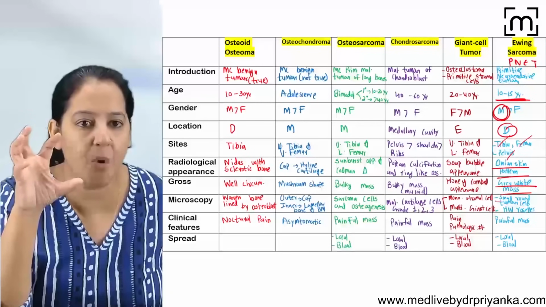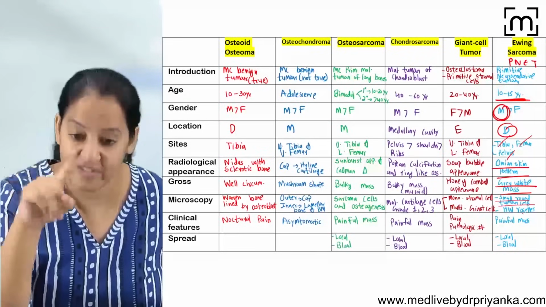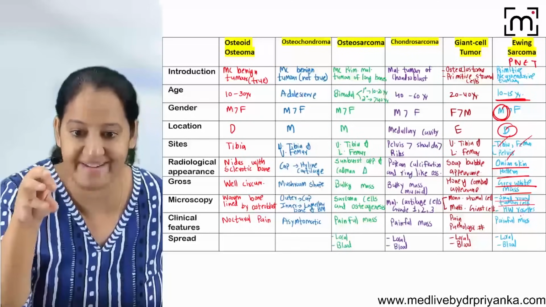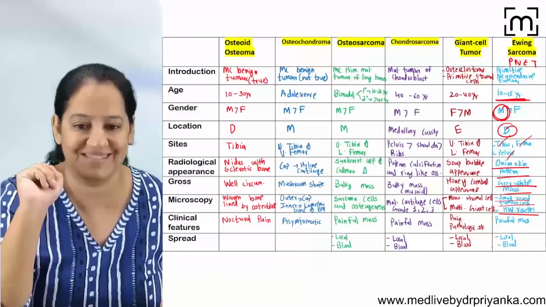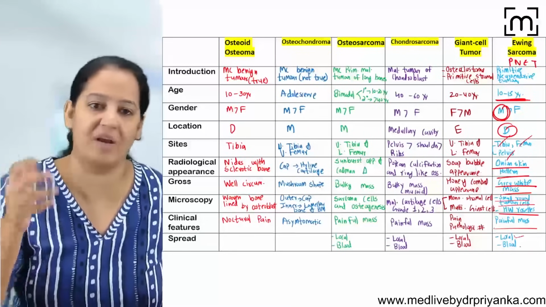Microscopically, it is having small round blue tumor cells which are arranged around a fibrillary center, and it is known as Homer-Wright rosettes. It is painful in nature, and local and blood spread is there.